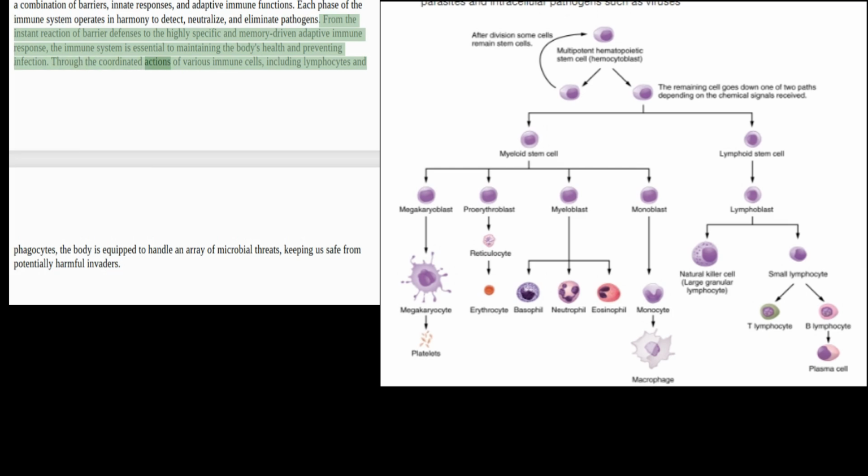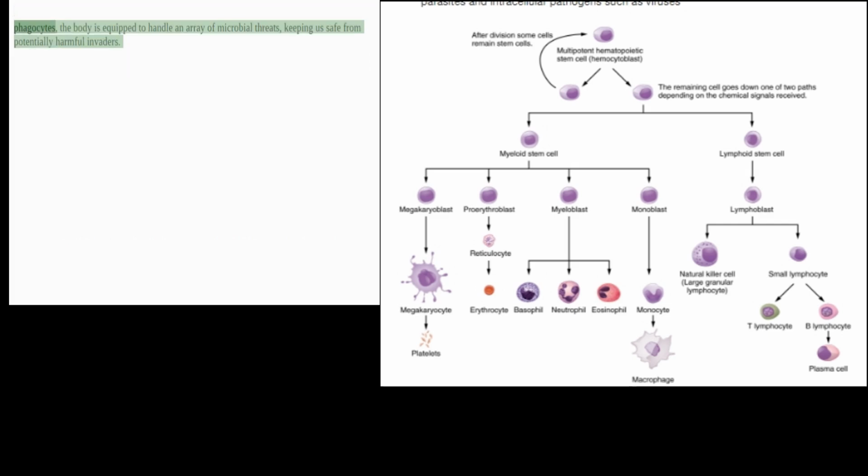Through the coordinated actions of various immune cells, including lymphocytes and phagocytes, the body is equipped to handle an array of microbial threats, keeping us safe from potentially harmful invaders.